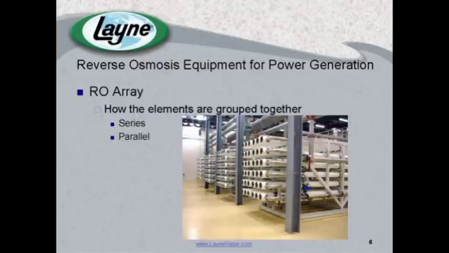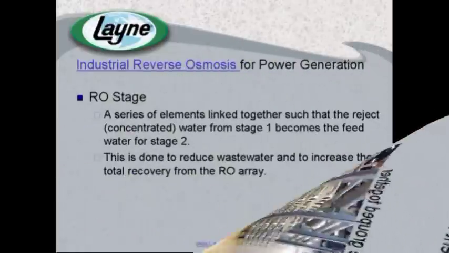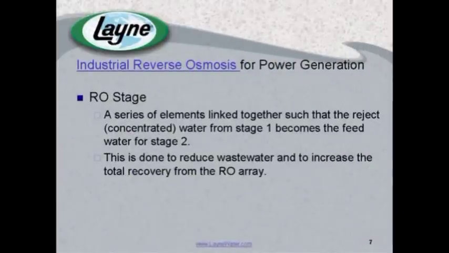An RO stage is defined as a series of elements linked together such that the reject, that's the concentrated water, from the first stage becomes the feed water for the second stage. The reason that reverse osmosis systems are staged is to reduce the amount of wastewater and to increase what is known as the total recovery from the RO array.